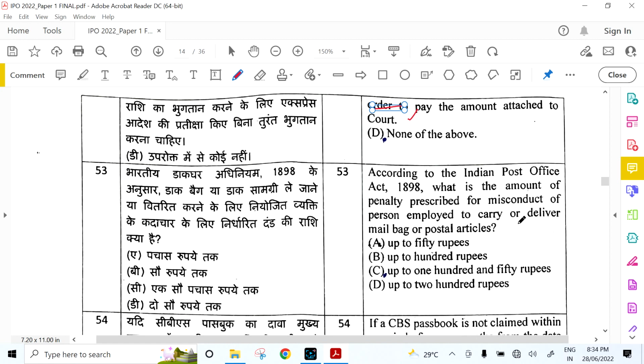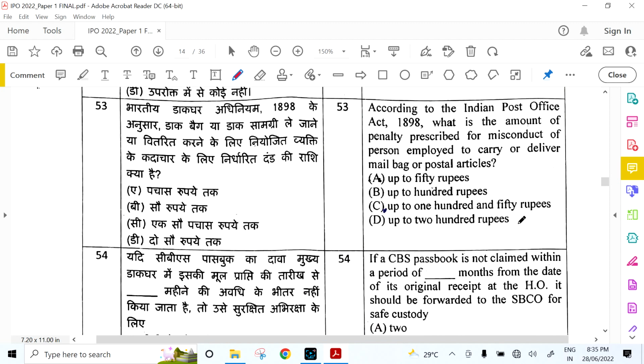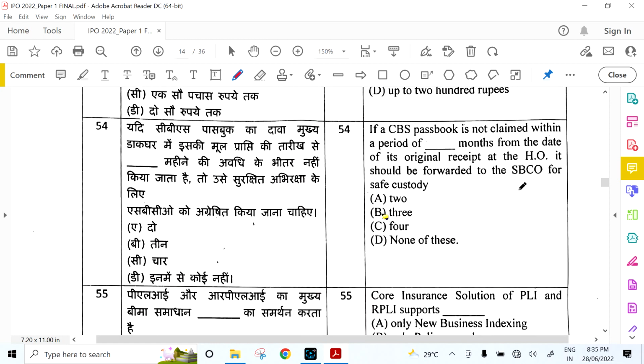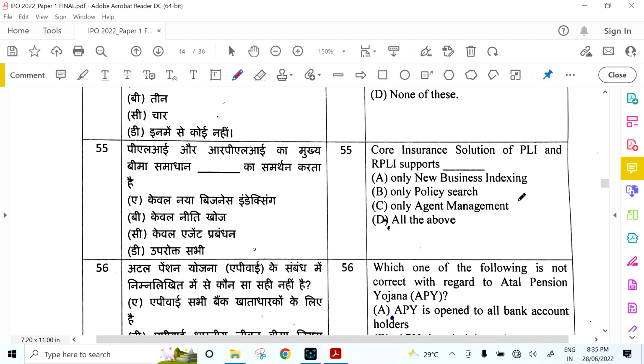Next question. According to the India Post Office Act 1898, what is the amount of penalty prescribed for misconduct of a person employed to carry or deliver mail bag or postal articles? The answer is 50 rupees. If the CBS passbook is not claimed within a period of dash months from the date of its original receipt at HO, it should be forwarded to SBCO for safe custody. The answer is 3 months. If it is not claimed within 3 months from the date of receipt, it should be sent to SBCO.